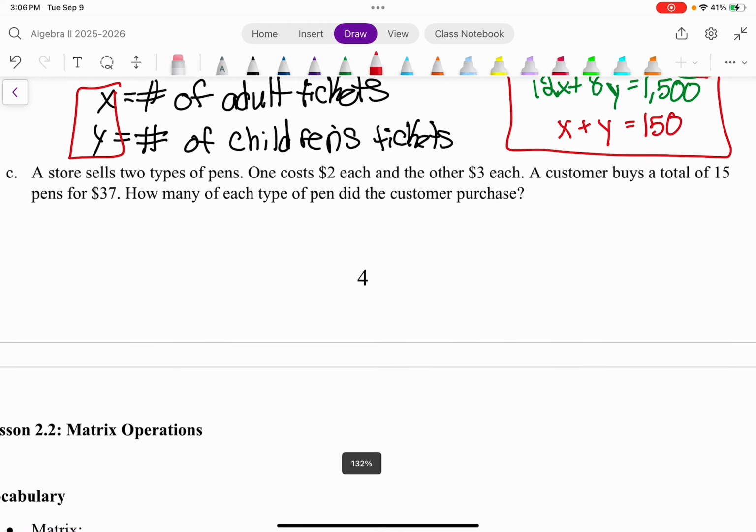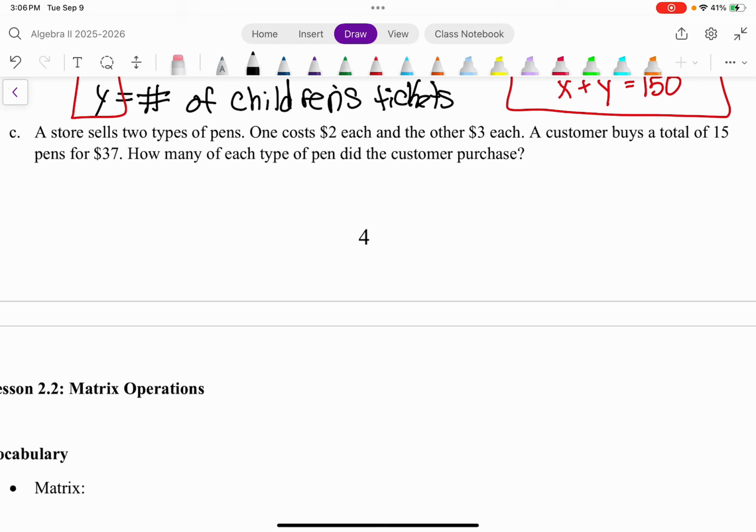Okay, next. A store sells two types of pens. One costs $2 each and the other $3 each. A customer buys a total of 15 pens for $37. How many of each type of pen did the customer purchase? So this one, we have two pens. So I'm just going to label it pen number 1 and then pen number 2.